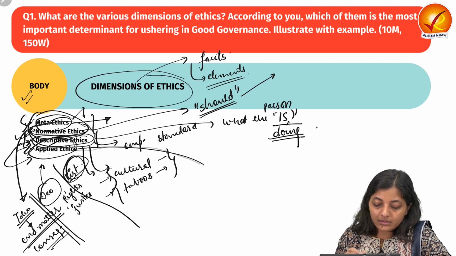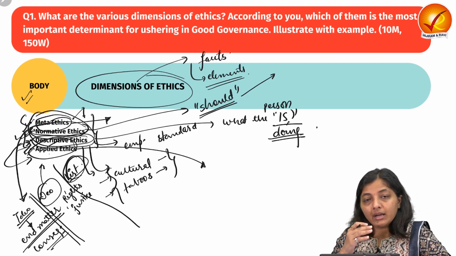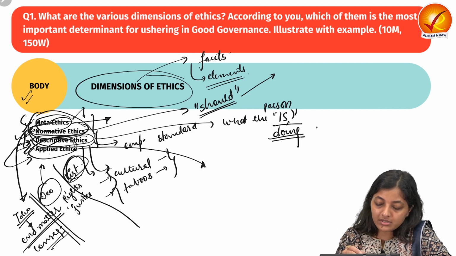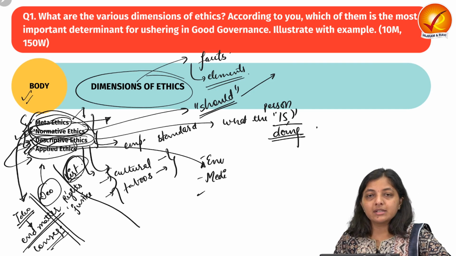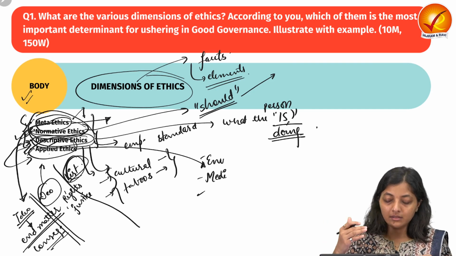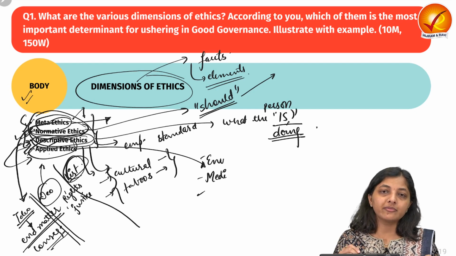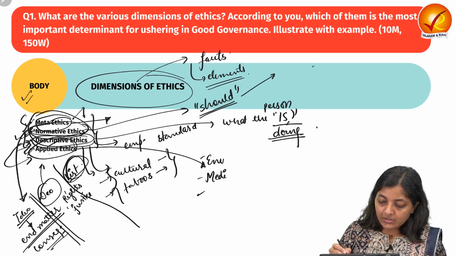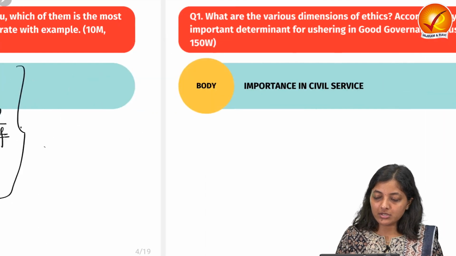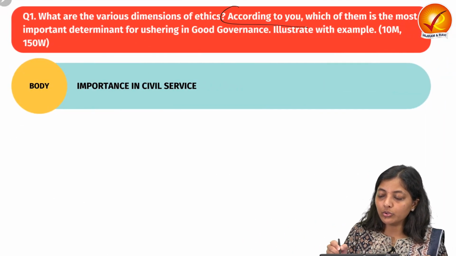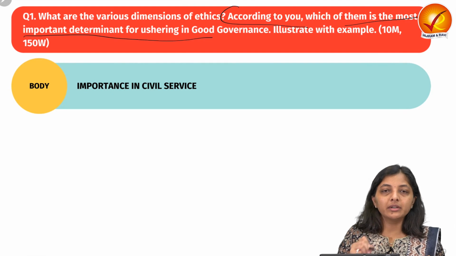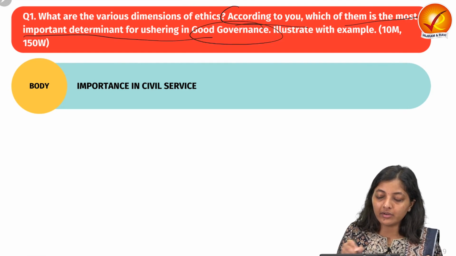Now in the current scenario, again it has different dimensions like environmental ethics, medical ethics, professional ethics, personal ethics. There are multiple dimensions of applied ethics. So this was the first part of the question. Next is, according to you, which of them is the most important determinant for ushering in good governance?